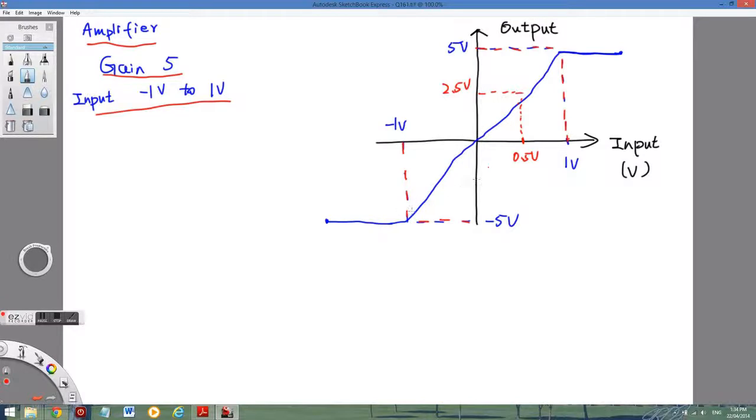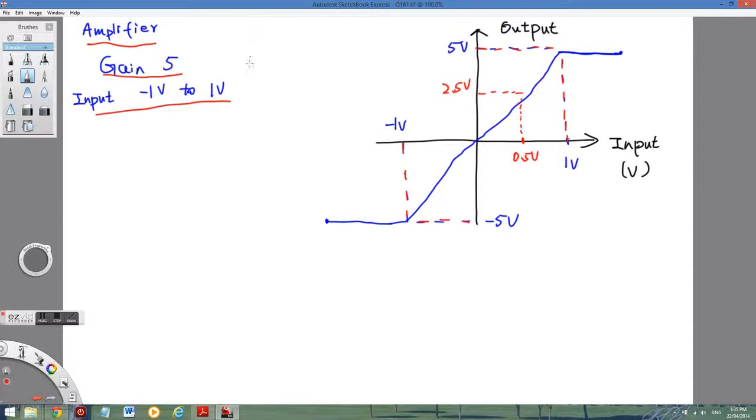Okay, but it only applies between minus 1 volt to 1 volt. If it's greater than 1 volt, no matter how much greater the input is, the output is only 5 volt. It cannot be any bigger. Similarly, if the input is less than minus 1 volt, the output is going to be minus 5 volt. It cannot be bigger, cannot be anything else. So the gain only applies within the range.